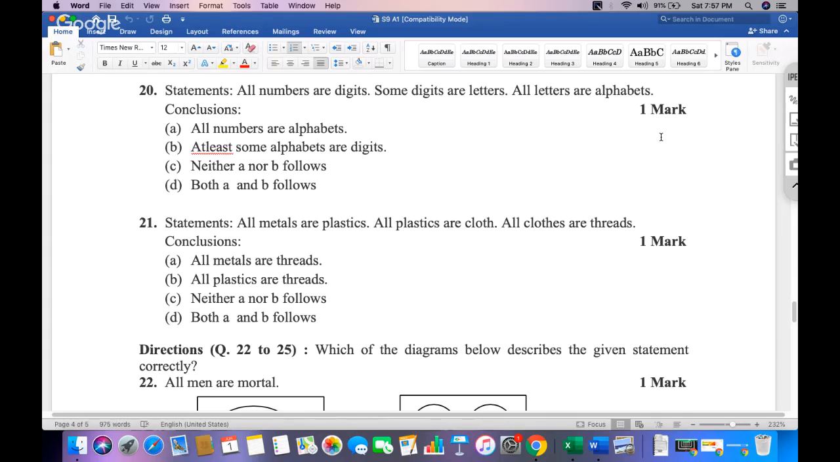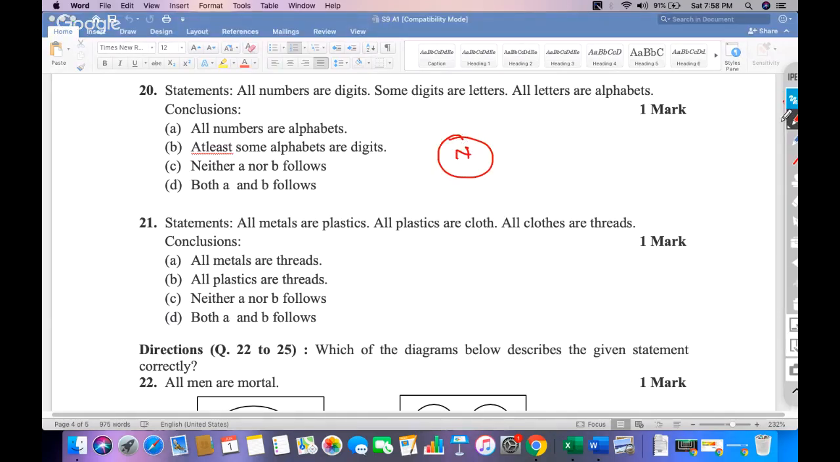Okay, I'm getting a lot of answers now. Let me finish it off quickly. Question number 20. All numbers are digits. So this is my number. This is my digit. Some digits are letters. So something like this, letters. And all letters are alphabets. So something like this. This is alphabets.